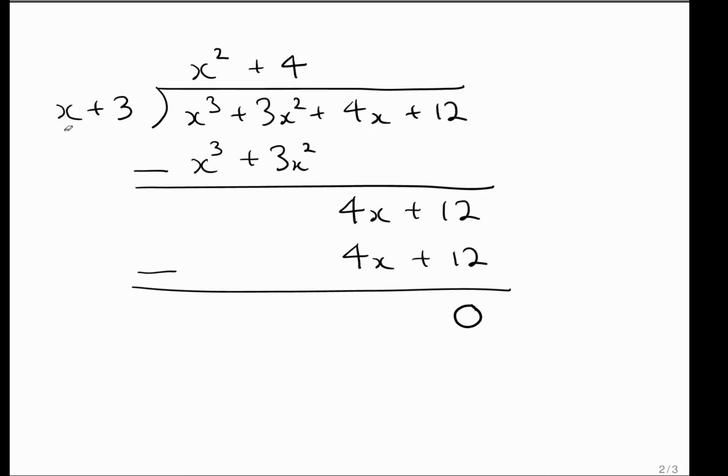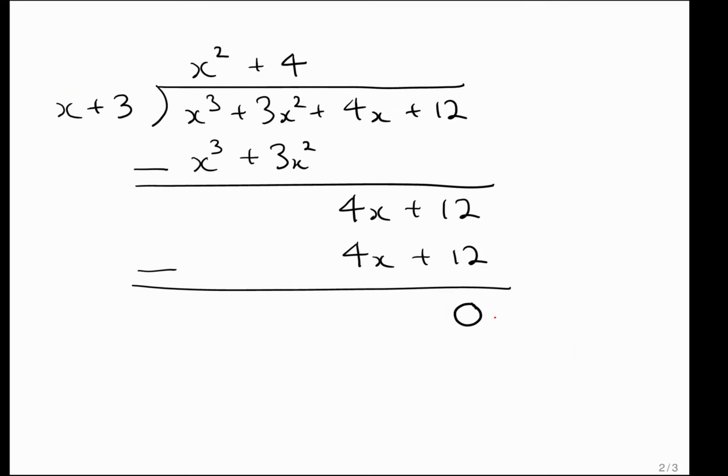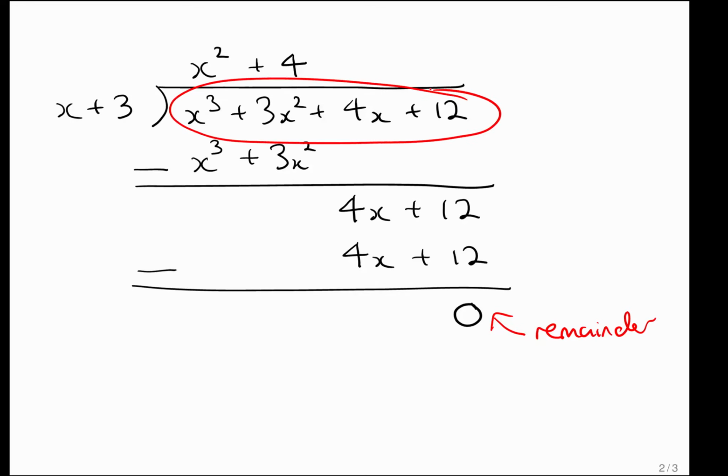We now terminate the procedure because the degree of this polynomial is less than the degree of the polynomial of the divisor. That's because any constant can be regarded as a degree 0 polynomial, while the degree of any linear polynomial is always 1. And so in conclusion, the remainder here is 0. And so we obtain the factorization x cubed plus 3x squared plus 4x plus 12 is equal to x plus 3 times x squared plus 4.